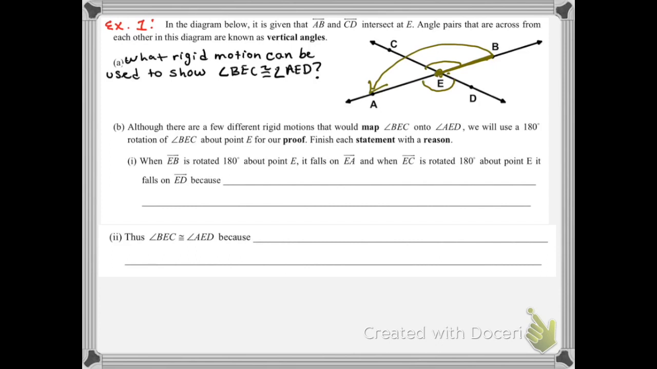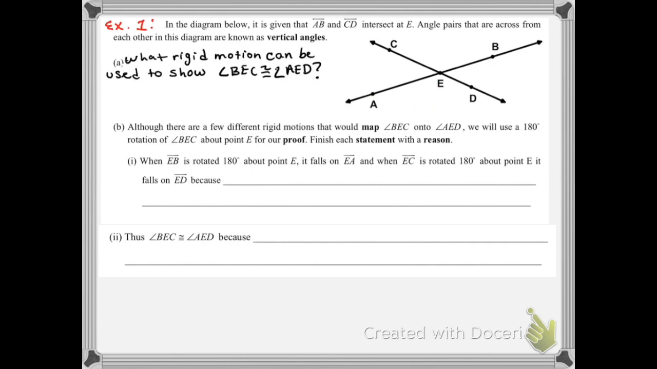Okay, so now EB will map onto EA. And when EC is rotated, it will map onto ED. So notice that C, when it's rotated, it too will map onto D. Okay? So now C is on D, and so EC maps onto ED.